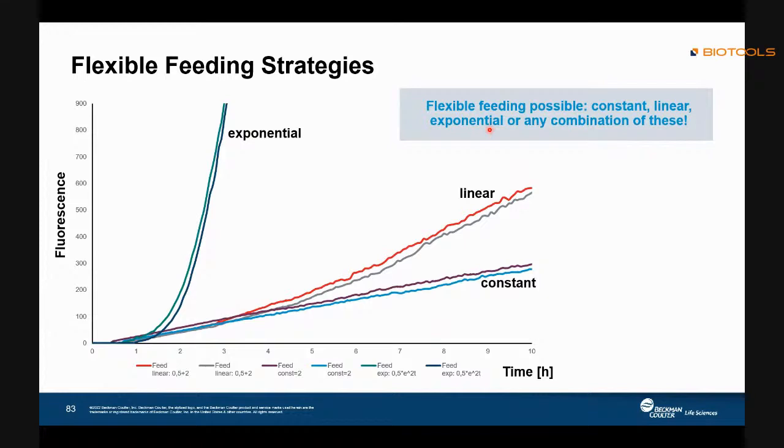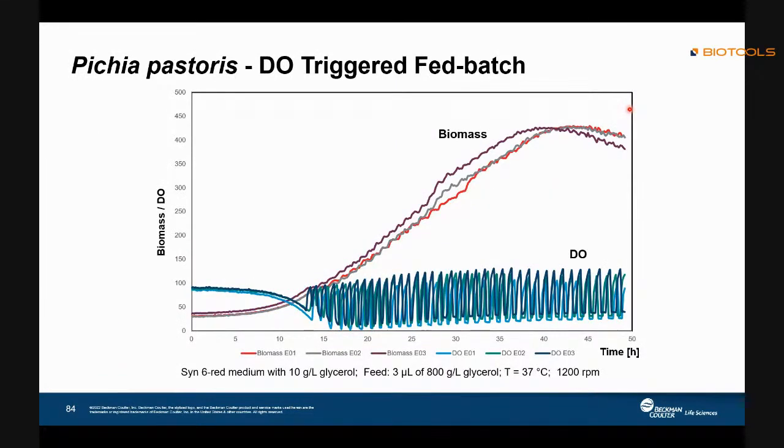In this case, we can do what we call the DO-triggered feedback. The instrument monitors the amount of dissolved oxygen, and when it goes down, it will trigger the feedback and ask the instrument to add some feeding. For this one, we were adding glycerol. This is what we call the DO tracker.